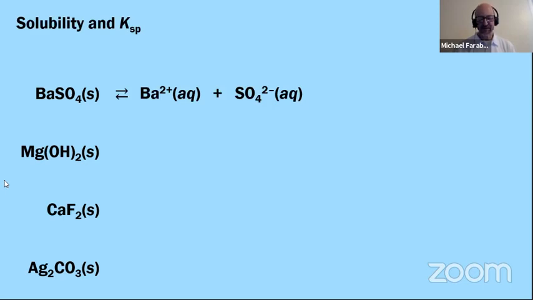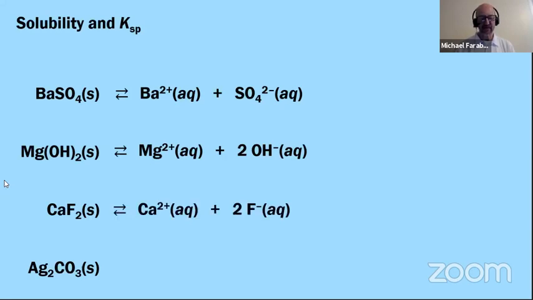Now we're going to have barium sulfate, which breaks up into barium and sulfate, magnesium hydroxide, which because there is a subscript 2 outside the hydroxide, breaks up into 2 hydroxide ions along with 1 magnesium. Notice I'm putting the charge on the ions. Calcium fluoride breaks up into 1 calcium ion and 2 fluoride ions. And silver carbonate breaks up into 2 silver ions and 1 carbonate ion.